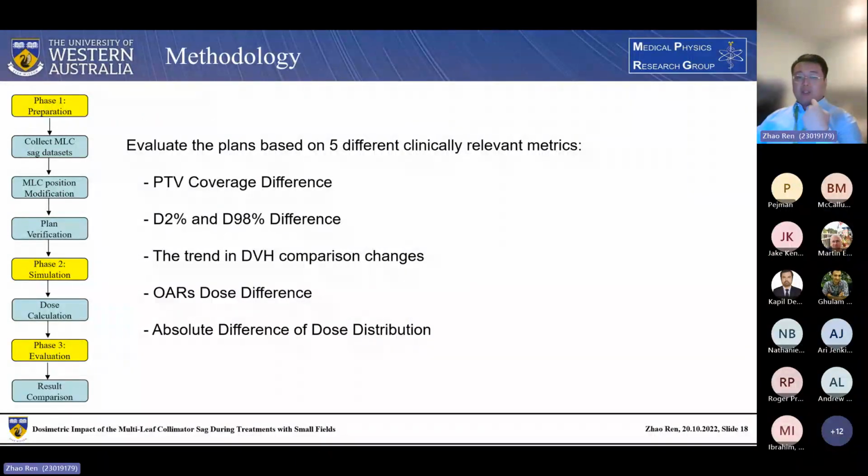To evaluate the outcomes, we will evaluate the plans based on 5 different clinically relevant metrics, which are PTV coverage difference, D2% and D98% difference, the trend in individual compartment changes, OAR dose difference, and absolute difference of the dose distribution.